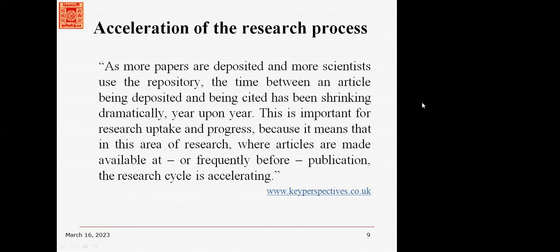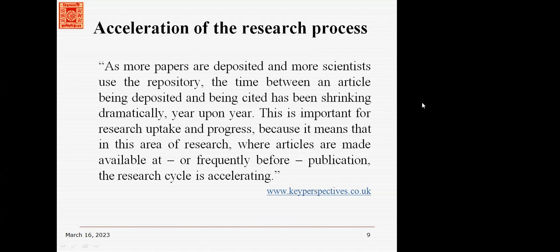And another thing, open access publication accelerates the research process. So it talks about the citation rate. If the publication is deposited in an open repository, we receive more citations. It's a fact. And it also accelerates the research process.